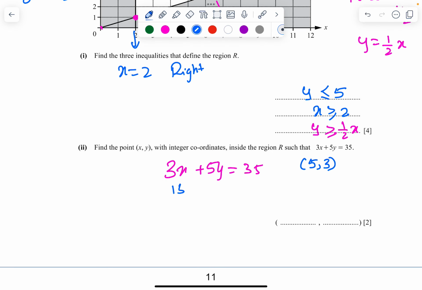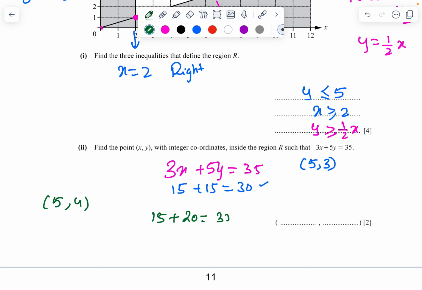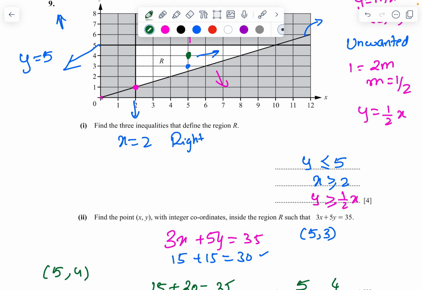Is it possible? 15 plus 15 equals 30. I'm close, we're going very close. Therefore, I'll try (5, 4). So it becomes 15 plus 20 equals 35. Yes. So the answer is (5, 4). The point is (5, 4).